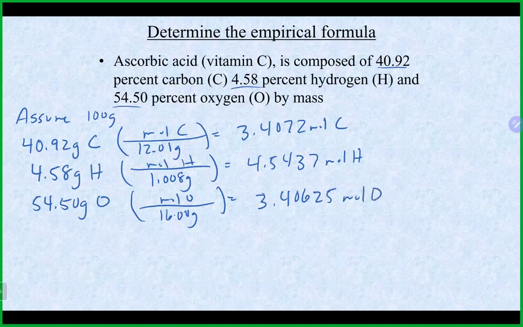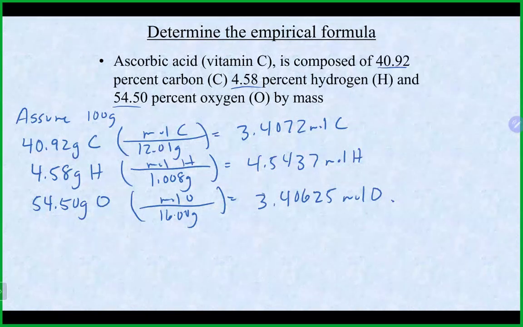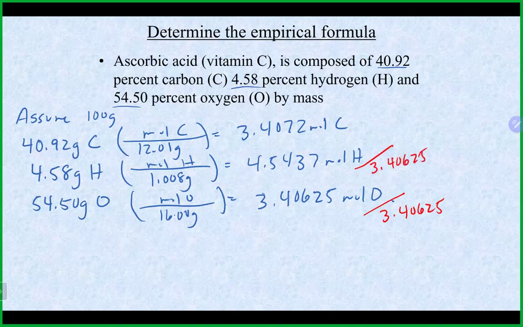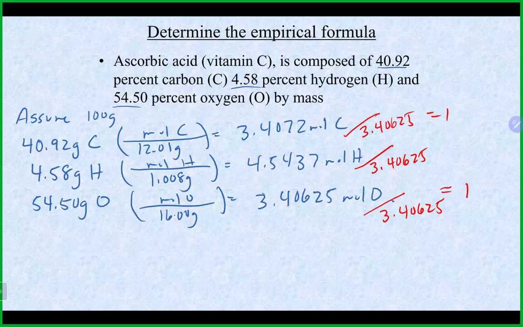In this case, it's fairly close, but it does look like the oxygen on the bottom here is the smallest, barely. So again here, we're going to divide everybody by the smallest number of moles, which in this case is 3.4065. That's essentially going to give us a 1 there, and a 1 there. And when we do our middle one, we will end up with 1.33 in this case. Any questions so far?